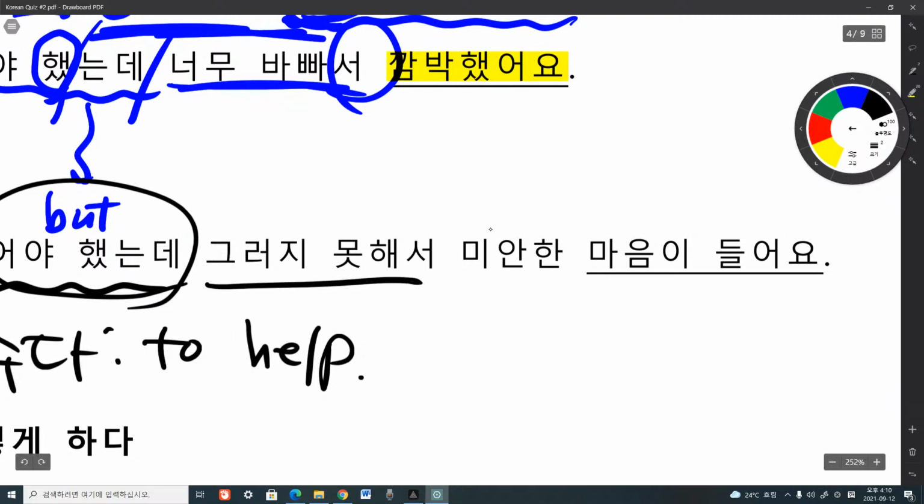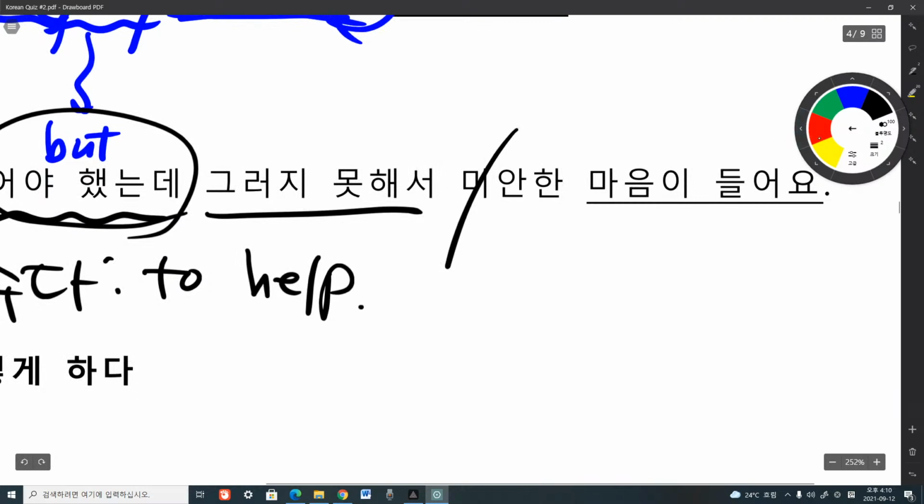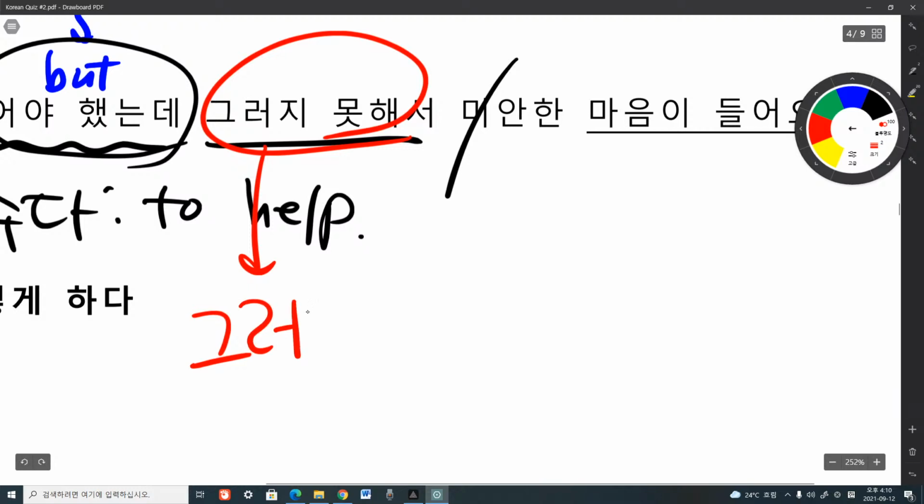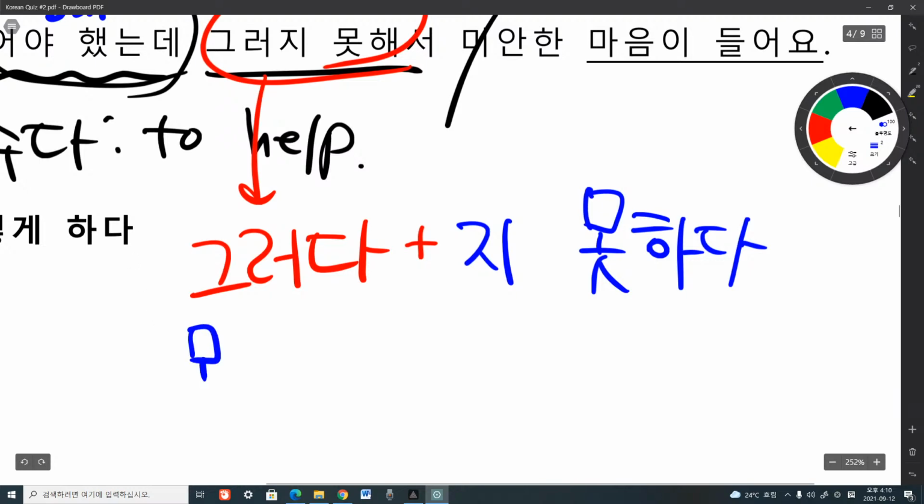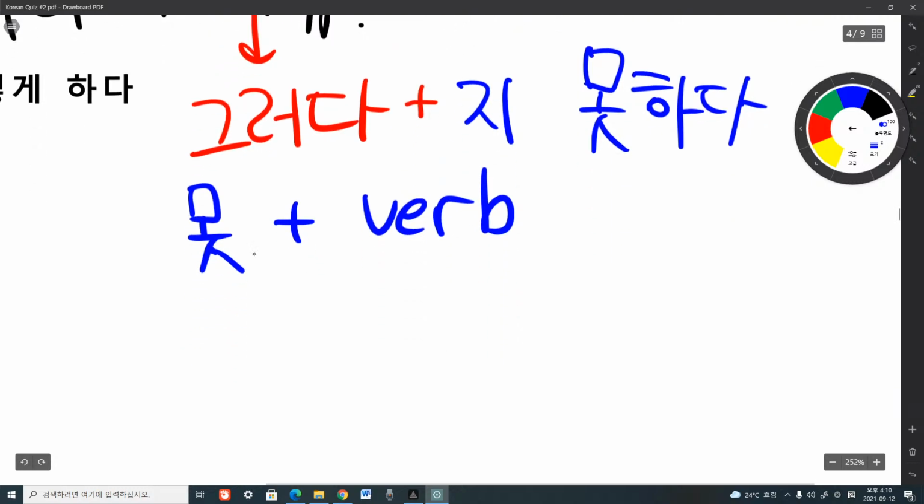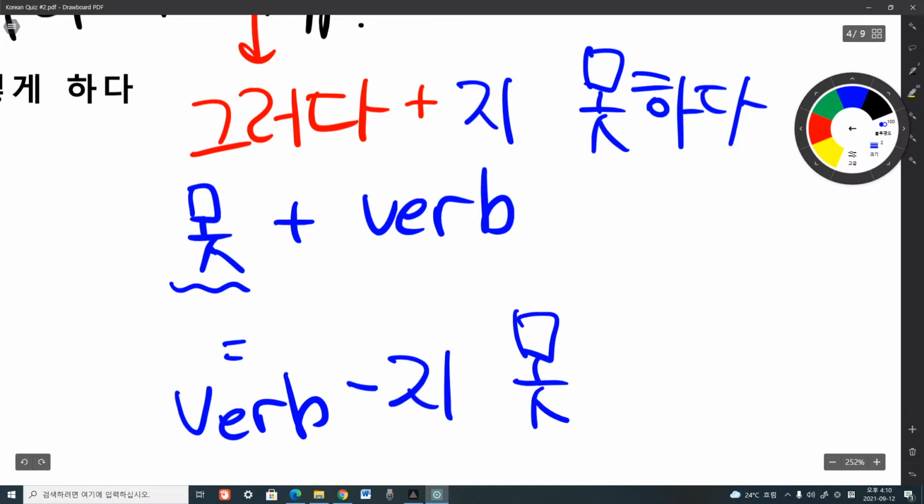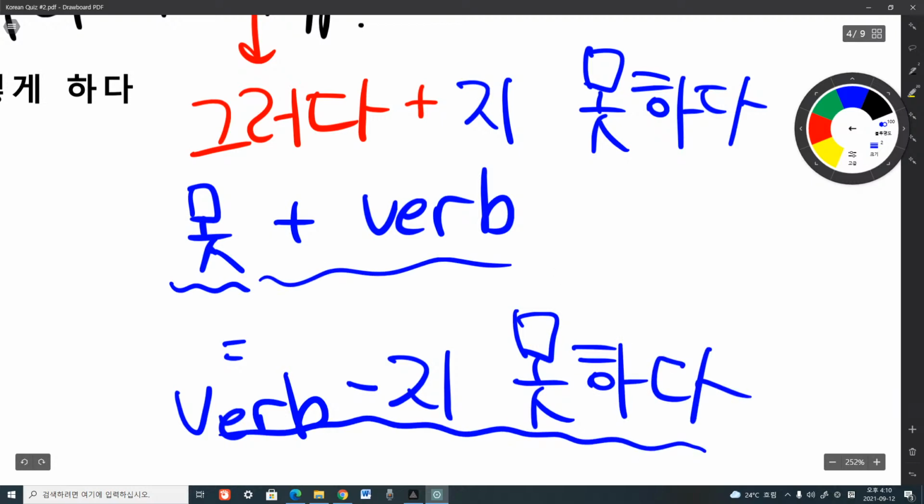그러지 못했대요, 여러분. To break down 그러지 못해서, guys, it's a combination of 그러다 verb, 그러다 plus 지 못하다. 여러분, 지 못하다 알죠? 지 못하다. So you can say 못 plus verb, 못 means can't, right? You guys already know this. You can also say stem plus 지 못하다, right? Stem plus 지 못하다. So both basically mean can't, to be not able to.